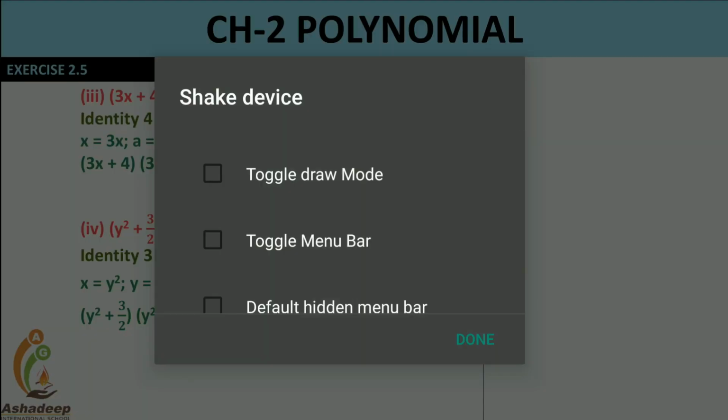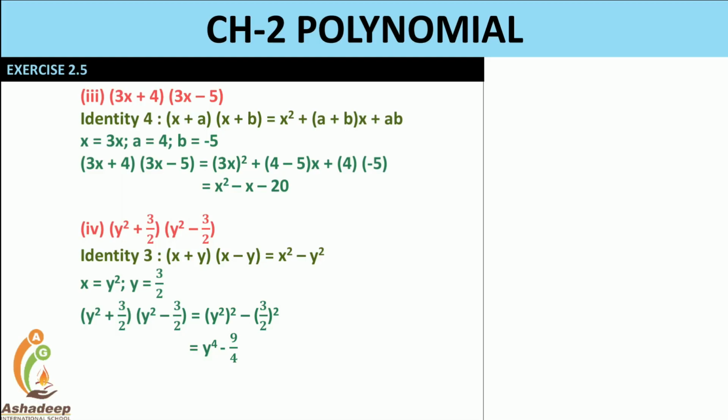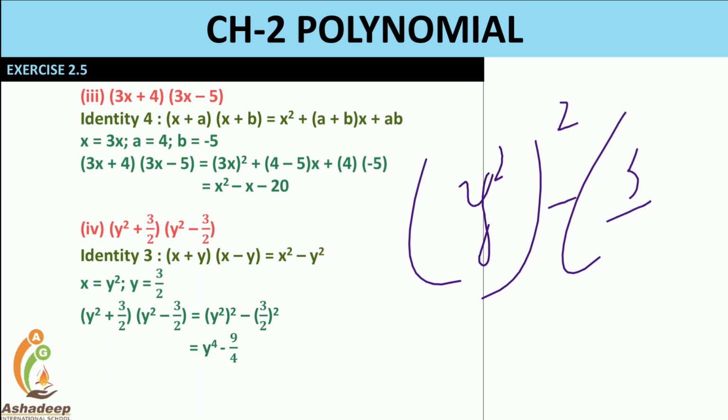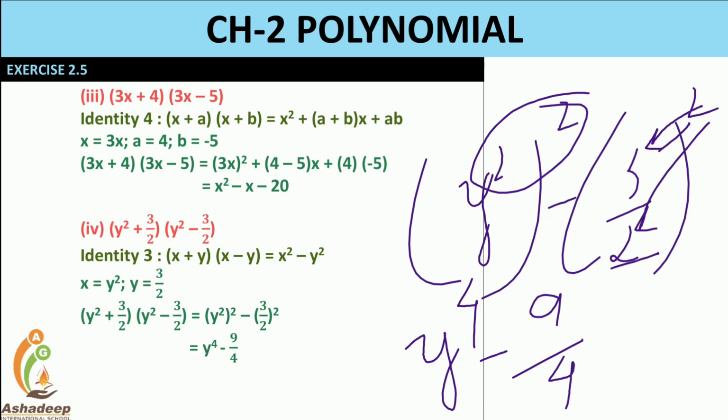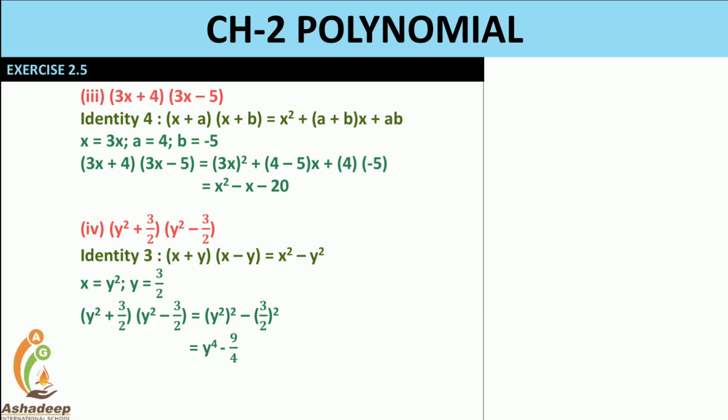See, y square whole square minus 3 divided by 2 whole square. So 2 2s are 4, y power 4. Now this square is also of 3 and also of 2. So square of 3 is 9 and square of 2 is 4. So answer is y power 4 minus 9 by 4. Okay, this is the answer.